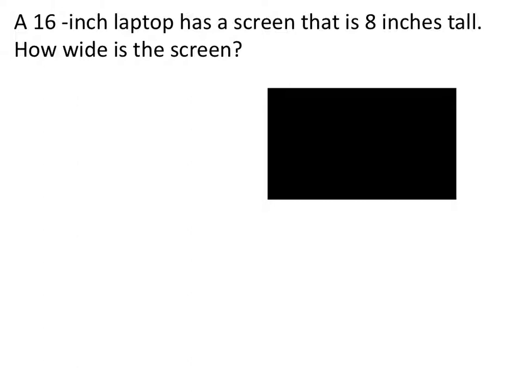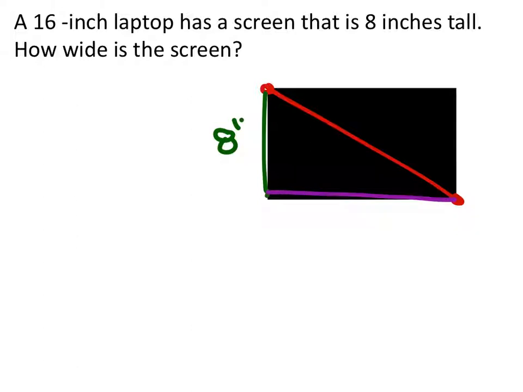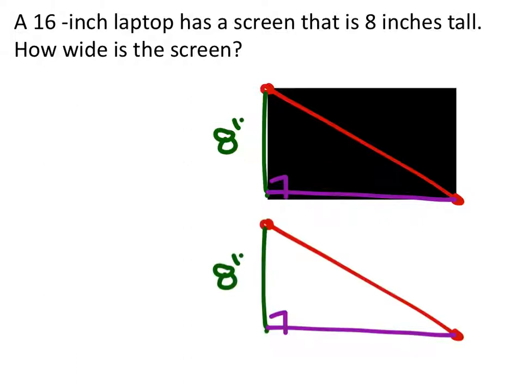Now it says it's a 16-inch laptop. That's the diagonal length of the laptop, so that would be this length here. And it said it's 8 inches tall, so that would be 8 inches as this length right here. Of course, we can see that these two will make up a right angle because it's rectangular. And so I really just have this triangle right here, which is a right triangle. Now again, that diagonal length, it said it was 16 inches. And we need to solve for this leg length right here.